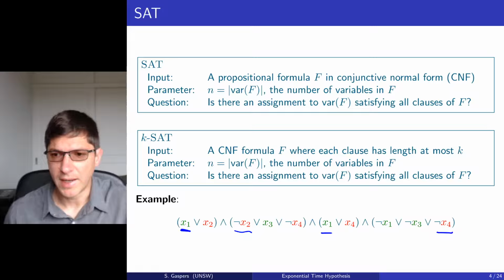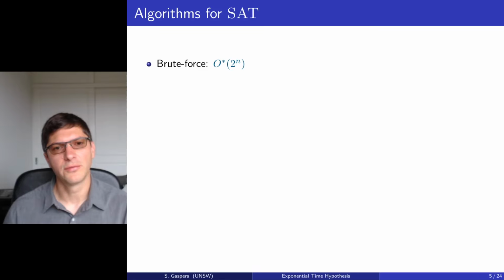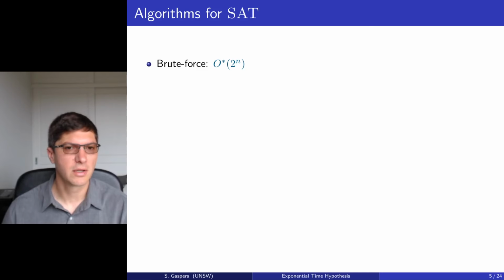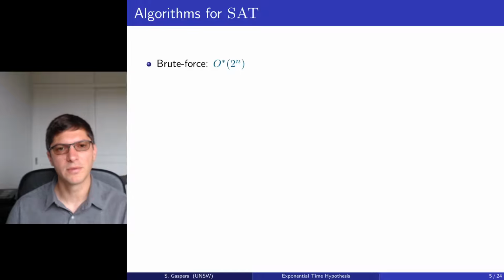So what are the fastest known algorithms for the satisfiability problem? The brute force algorithm runs in time O star of 2 to the power n. For every assignment to the variables, it checks whether this assignment satisfies the formula. Checking whether an assignment satisfies the formula can be done in linear time. And the number of assignments is 2 to the power n, since for every one of the n variables, we have 2 possibilities, setting it to true or setting it to false.